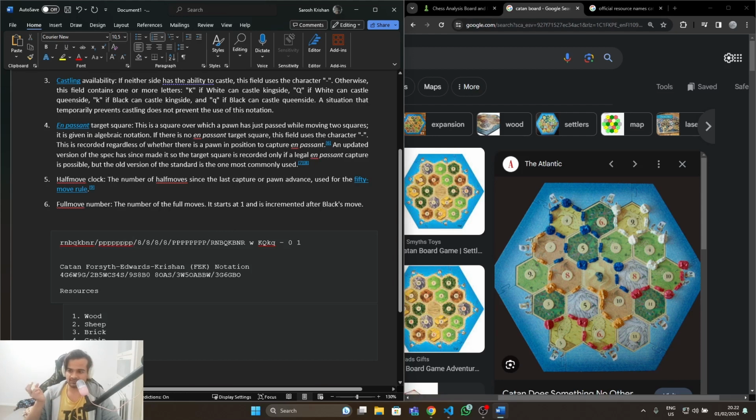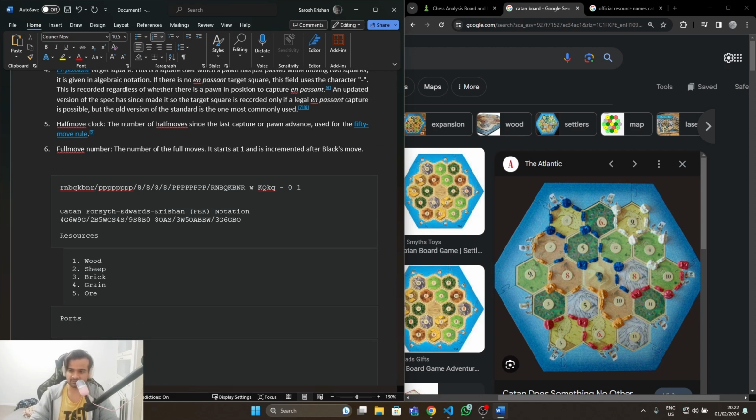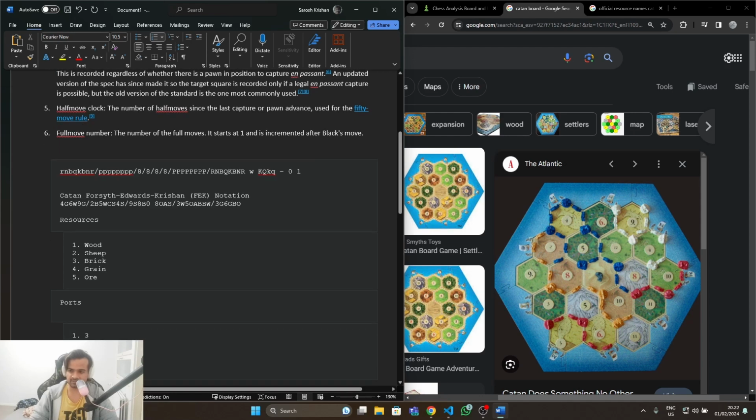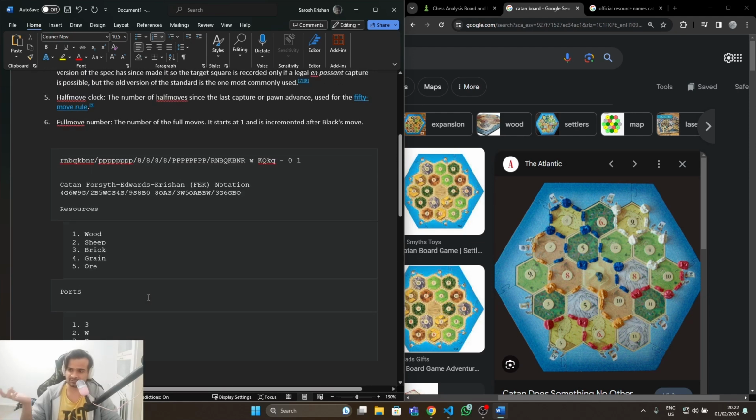So let's add ports here. For a 3-to-1 port, we can have just 3. For a wood port, we can have wood. For a sheep port, sheep. For a brick port, brick. For a grain port, grain. For an ore port, ore. Oh, that works. So now we're adding a third letter to each tile, which is the port information.